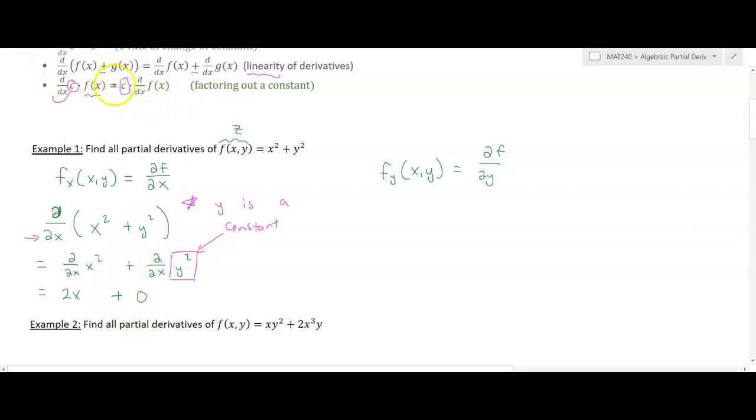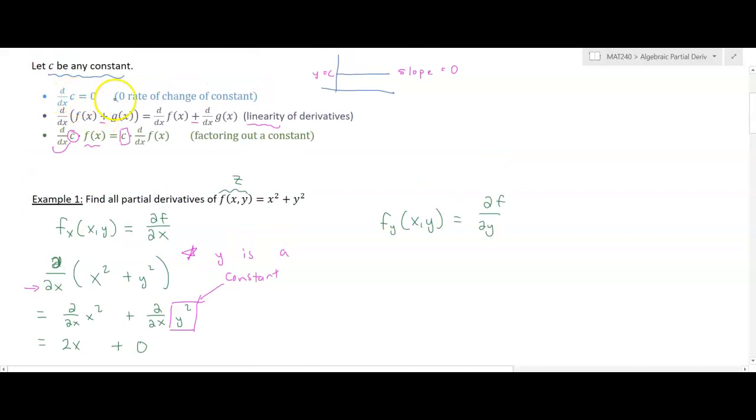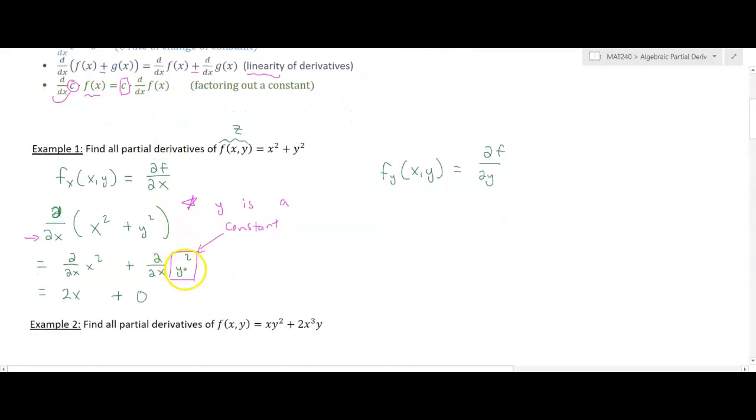And that refers back to property 1 here, that the rate of change of something that is constant is 0. It doesn't matter if you square a constant. If you square a constant, it still is constant in its own right. So that completes our derivative here. As a conclusion, we could state that f sub x of x comma y, the derivative of f with respect to x, is simply 2x.